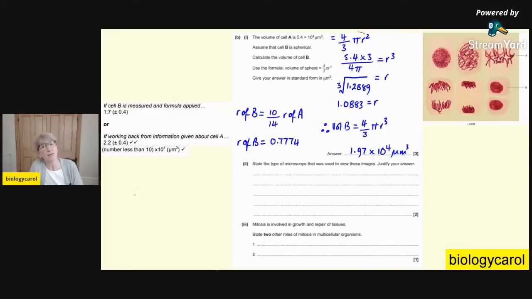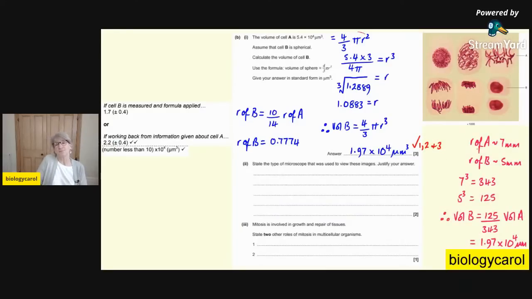Here is the mark scheme. Now, I was working back from information given about cell A, and because I got 1.2 times 10 to the 4, I got 2.2. I was within the error that they allowed, plus or minus 0.4. That basically says it would go as low as 1.8, and they could accept anything up to 2.6. So I was absolutely fine. But let me show you the simpler way of doing it. So I got the marks, fine.